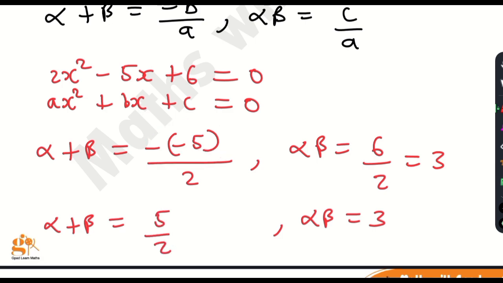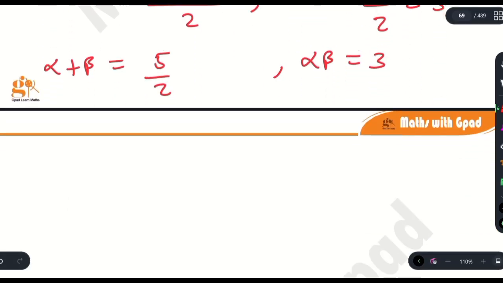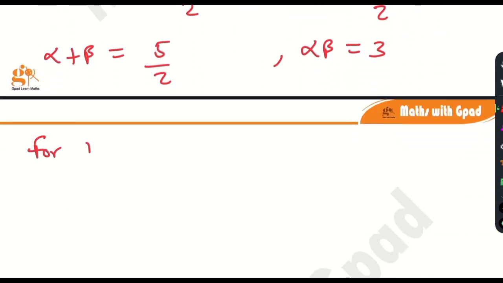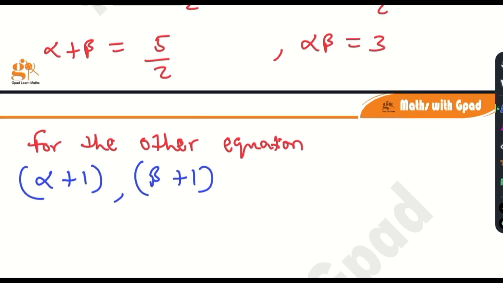Now we have the sum of roots and the product of roots for the equation that was given to us. What are we now going to get? We are now going to get the other equation whose roots are alpha plus 1 and beta plus 1. Let's bring back the roots here. So for the other equation whose roots are alpha plus 1 and beta plus 1, let's start off by getting the sum of roots.